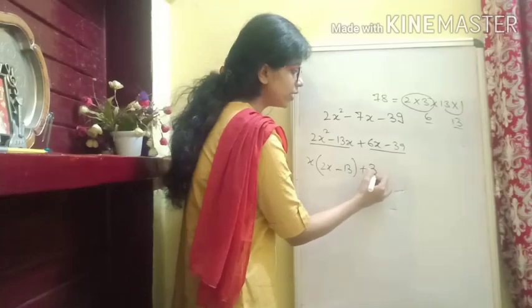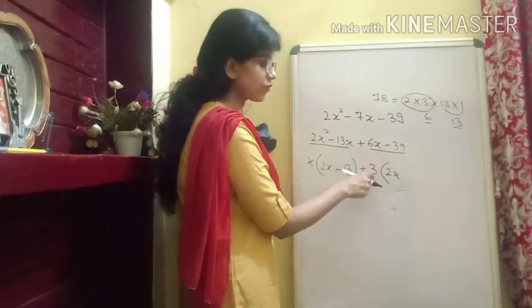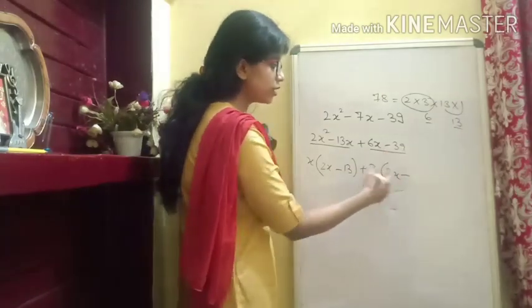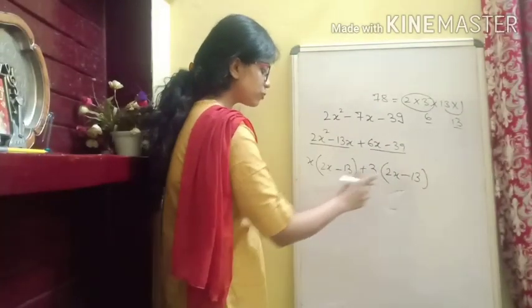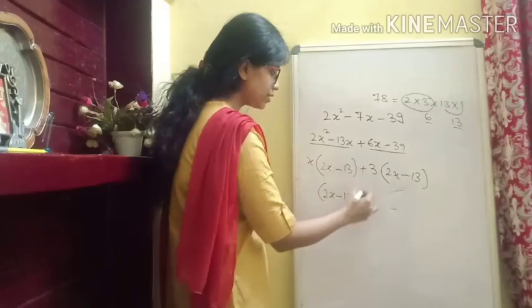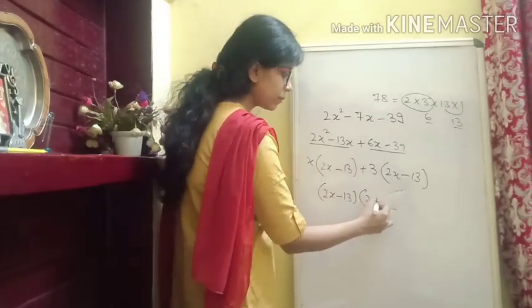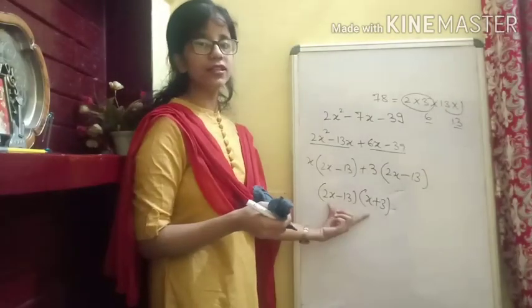So you can take 3 as common. You get 2x, because from 6 if you have taken 3 common, you will get 2, and from x minus 39, taking 3 common, you will get 13. Is it okay? Now further, which bracket is common? It is 2x minus 13, and then you have x in the first term and plus 3 in the second term. That's how you have factorized the given question.